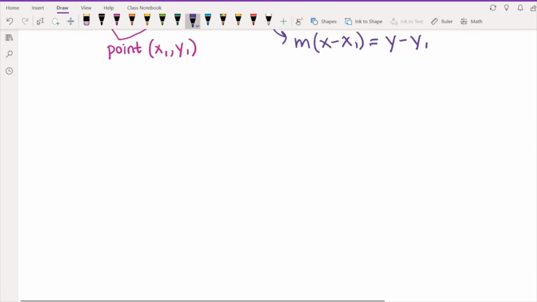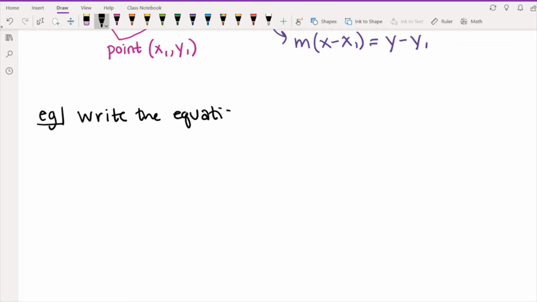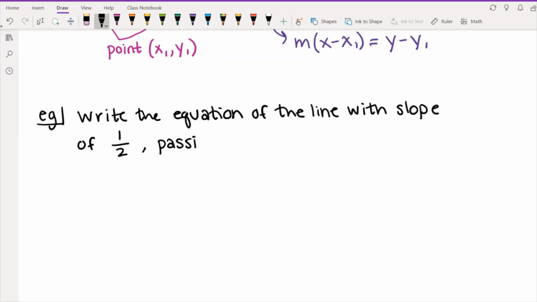Okay, so let's do a quick example. So let's say that you wanted to write the equation of the line with a slope of 1/2. And let's say that we know that this line passes through the point -1, 4. So how would we write this equation?